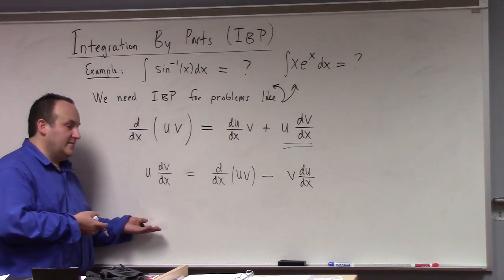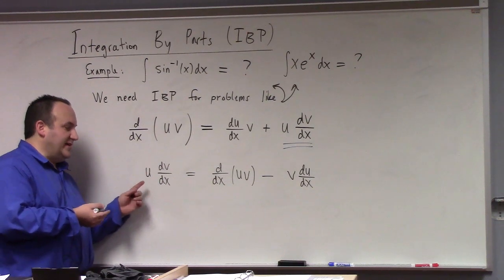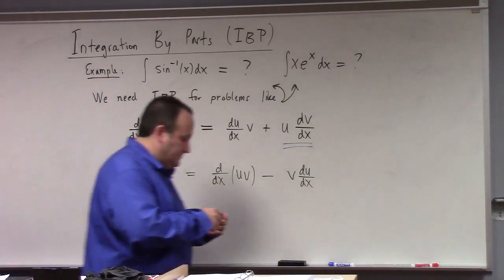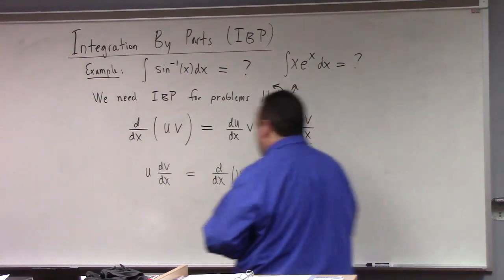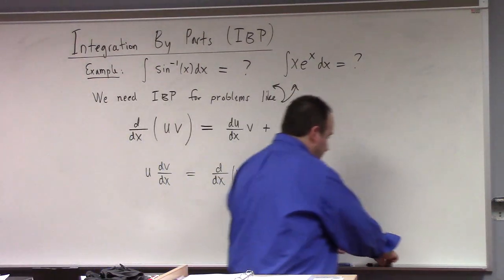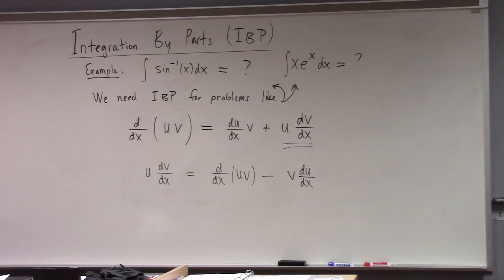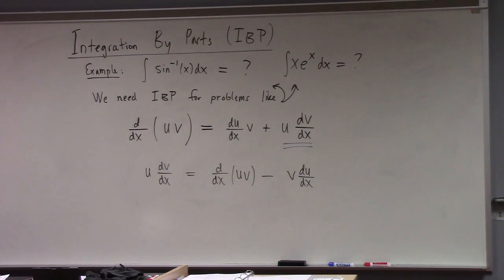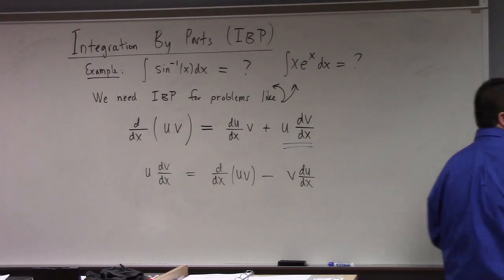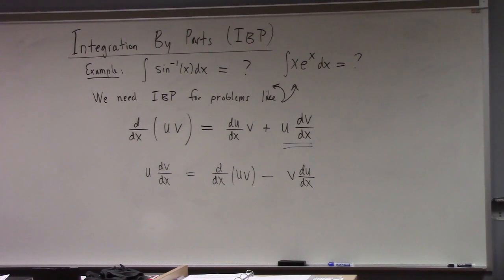Now why is this interesting? This is interesting because if we integrate this relation, we find something kind of neat. So I'll do that up here. So we have u dv dx equals d dx of uv. I'm just rewriting the same thing down again. Minus v du dx. Now let's integrate that with respect to x. Integrate with respect to x. What happens?